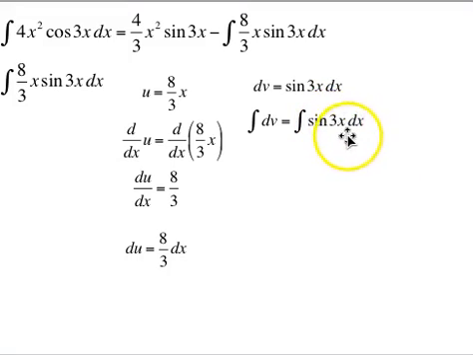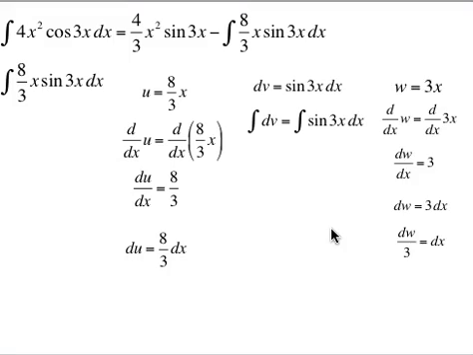And to do this, again, we're going to need a w substitution. But the fact is, we did that on the previous page. We have w is 3x, dw dx is 3, dw is 3 dx, dw divided by 3 is dx. It is the same change of variable that we did on the previous slide.